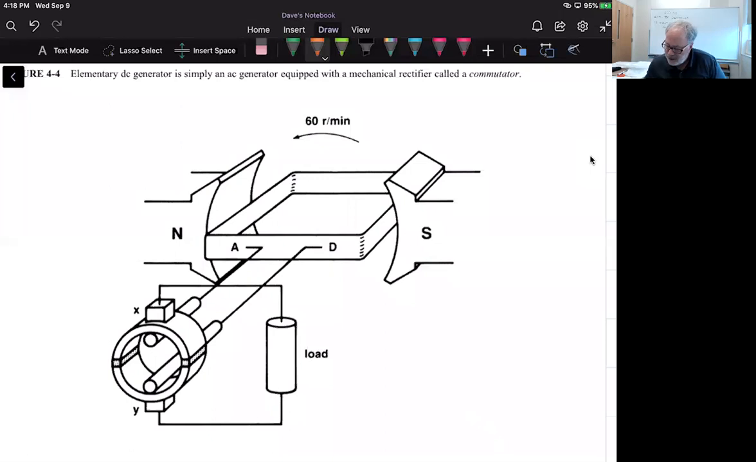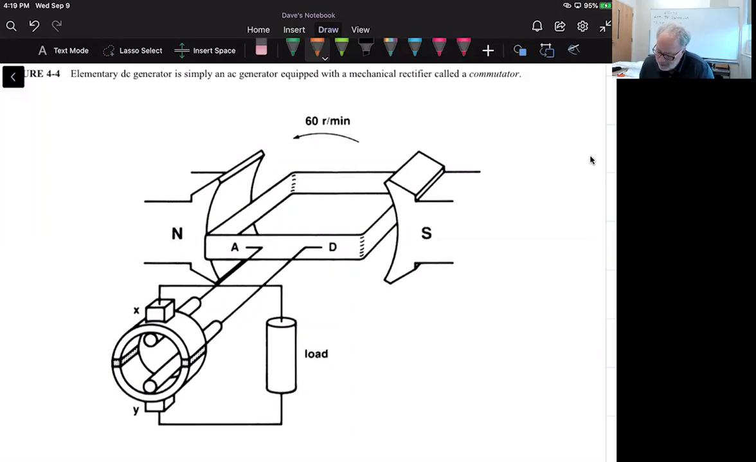Now, this is kind of subtle and actually very simple, but I think that even makes it more interesting. Everything else is the same. Here's our north pole of our permanent magnet. Here's our south pole. Here's our coil of wire that we're rotating through. Everything's the same. Here's the load. The load's the same out here.